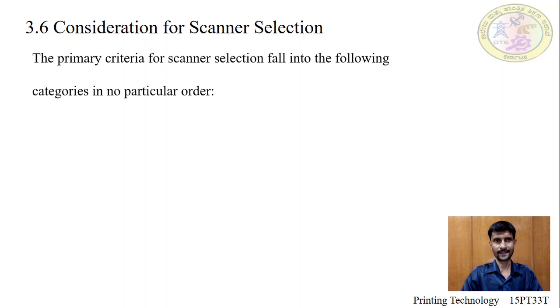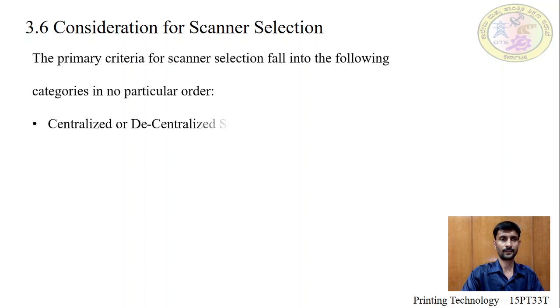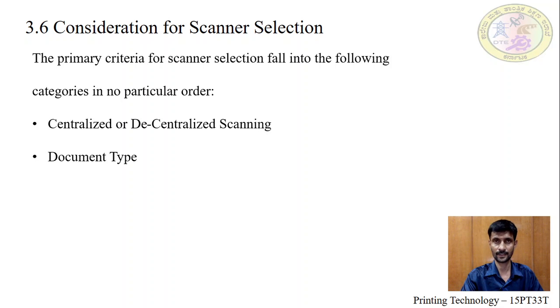While selecting a scanner, the primary criteria for scanner selection fall into the following categories. They are: first, the use of the scanner, whether it is used for centralized or decentralized scanning. Second, which type of document it is capable of scanning. Then the cost, speed and size of the scanner equipment.